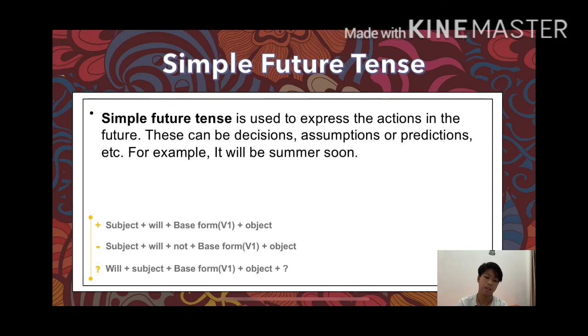Okay, the next is simple future tense. Simple future tense is used to express an action in the future. This can be decisions, assumptions, or predictions. For example, it will be summer soon. Okay, for the formula.